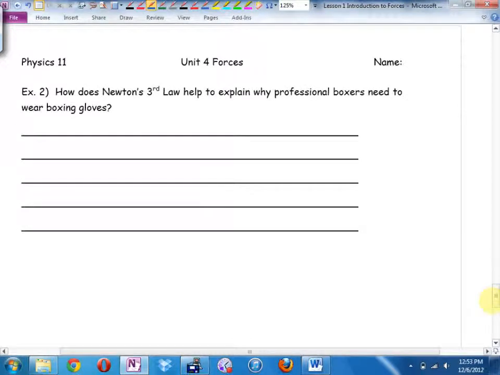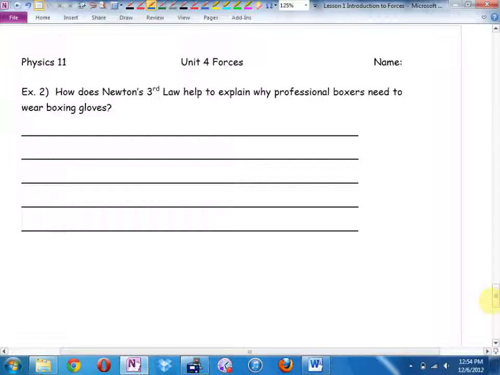How does Newton's third law help to explain why professional boxers need to wear boxing gloves? Oh, you want a demo? Come on up here. Okay, I've had enough. I've snapped. I'm going to punch you square in the head. Here we come. Slow motion. So here's our high-speed camera. My fist is going to apply a force onto Kayvon's nose. Forces come in pairs. So what's his nose going to do?